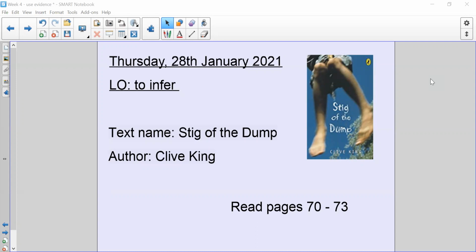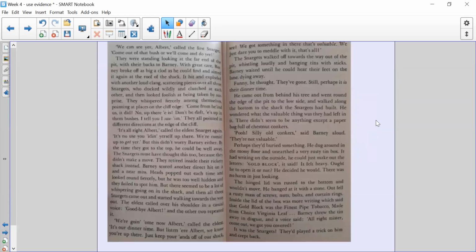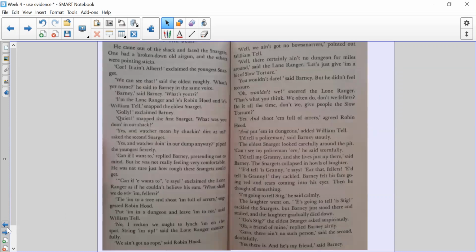So we're going to independently read the next 4 pages, which means you are going to read on your own. I'm not going to read it to you today. So you just need to pause the video when you need to. So here are your first 2 pages. So pause the video, read them, and then when you're done, you can unpause the video and then move on. Right, and your next 2 pages, pause the video.